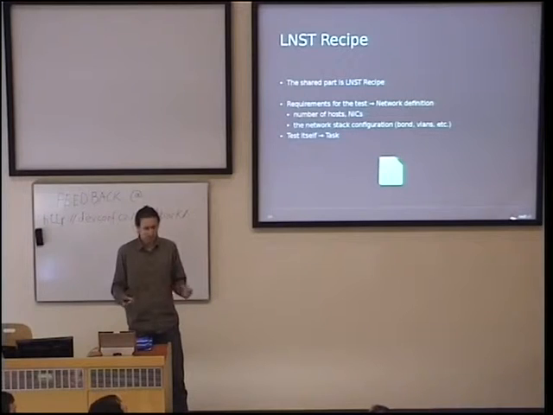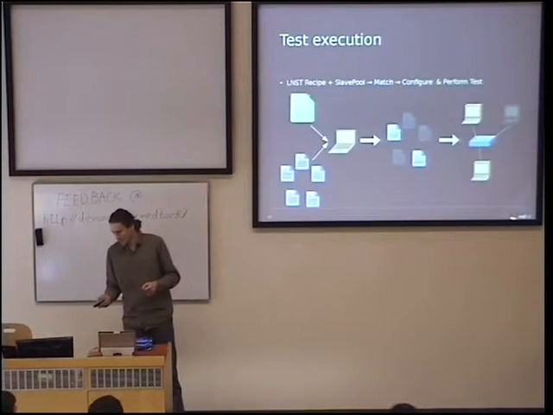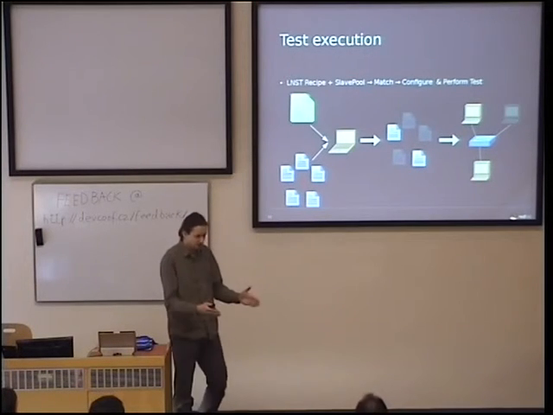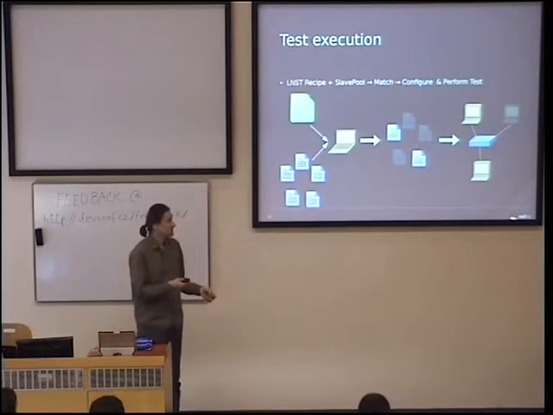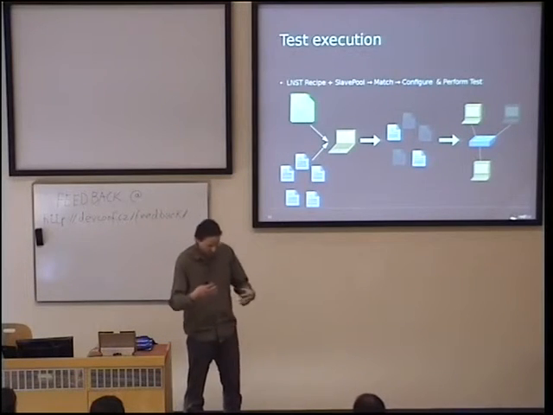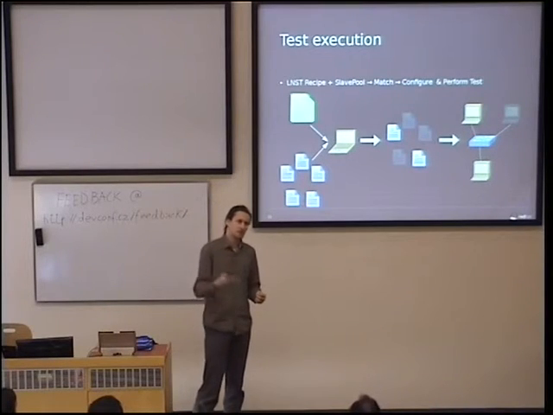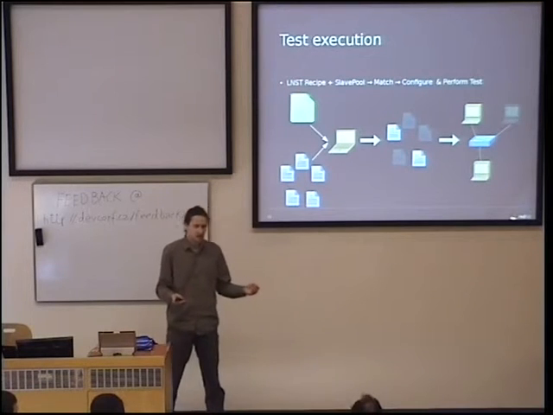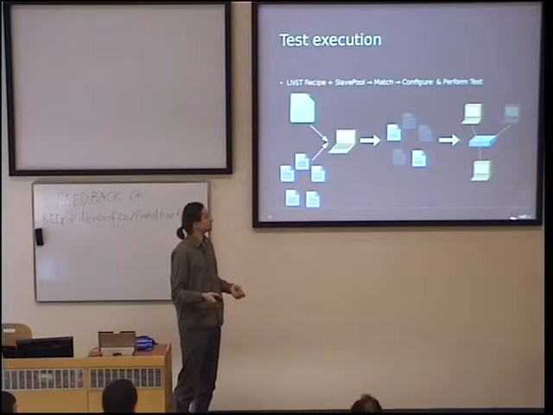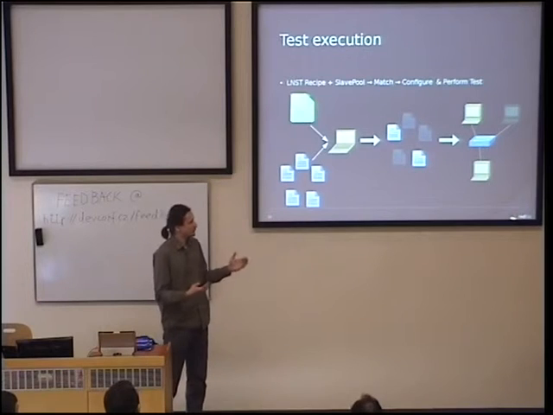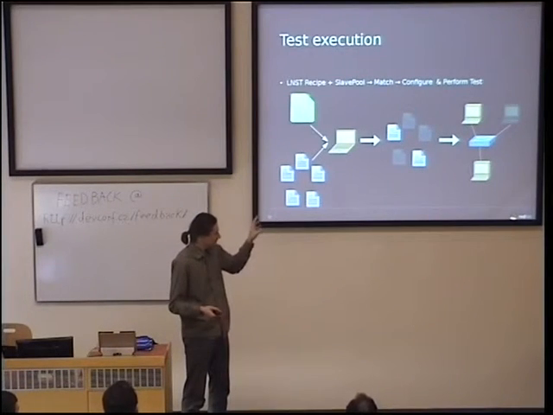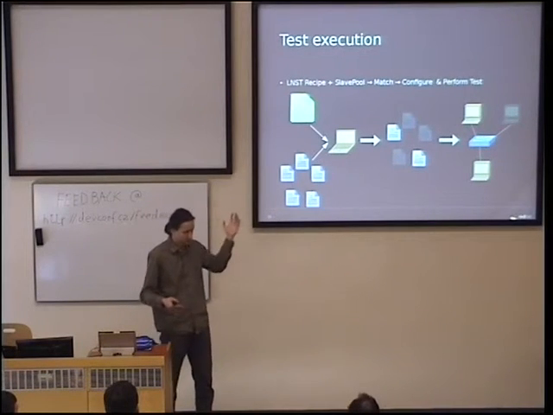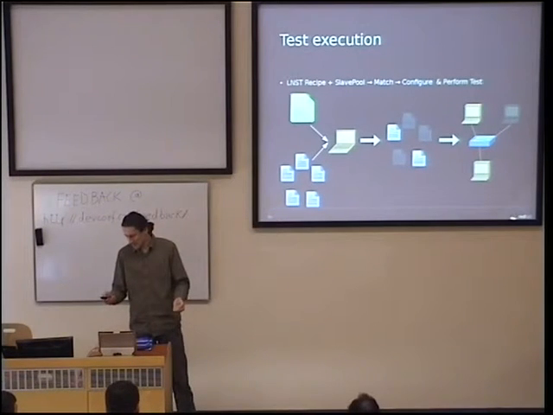Let's have a look at how to get everything done. The LNST controller program takes these two parts. That's the LNST recipe, your requirements for the test, and the slave pool, the representation of your test bed. It parses everything and then tries to match your requirements to the slave pool. The result is a filtered set of test machines that are capable of running your tests. With this set of machines, it will connect to the slaves in your test lab, configure the stack according to the requirements in the recipe, and run the test.